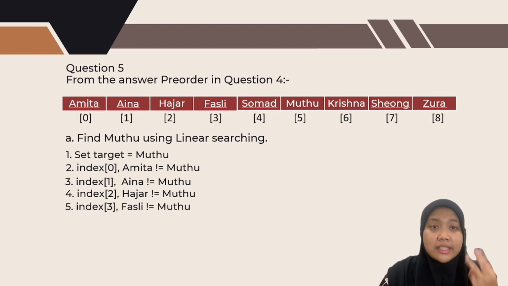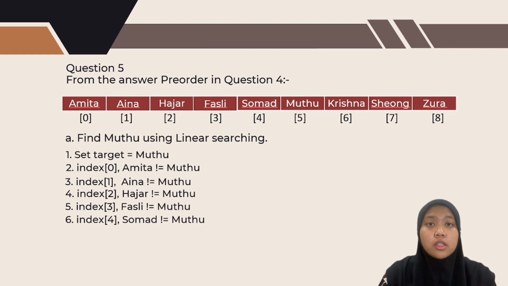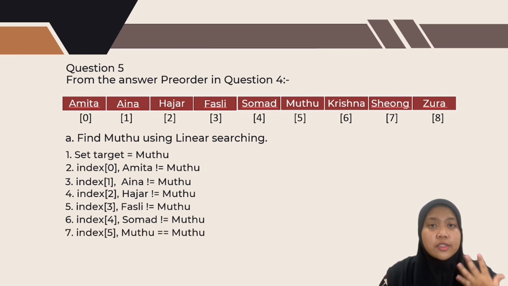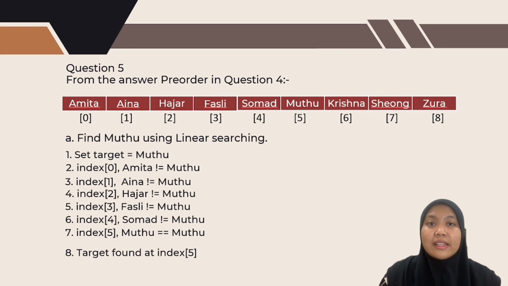Number 5. Index 3. The element is Fasli. Fasli is not equal to Mutu. Number 6. Index 4. The element is Soman. Soman is not equal to Mutu. Number 7. Index 5. The element is the same as the target, which is Mutu. Number 8. Target found at index 5.